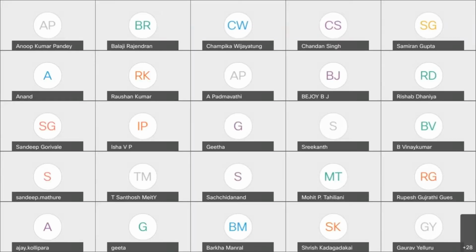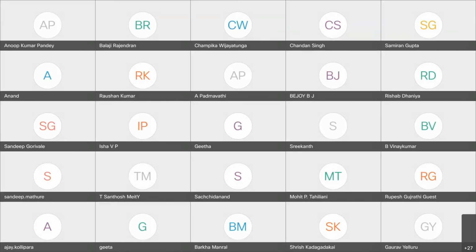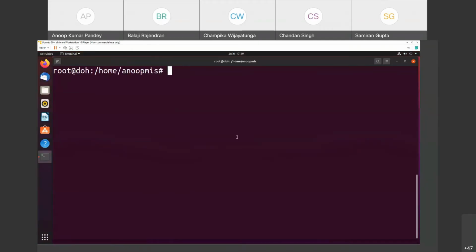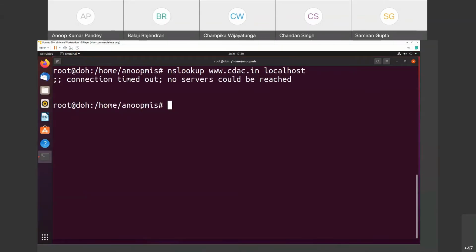Now I will directly go to the Ubuntu server. Like yesterday, first I will show you that I do not have any DNS server running on my own system. Just run nslookup www.cdac.in localhost, and it returns: no servers could be reached.